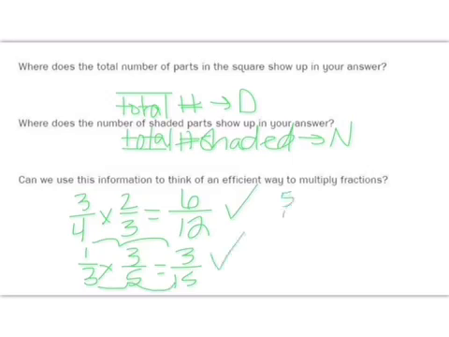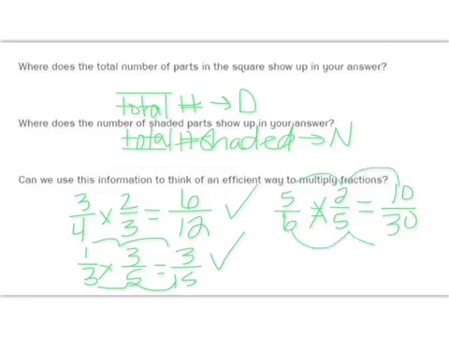We had 5/6 times 2/5 equals 10/30. Well, 5 times 2 equals 10. 6 times 5 equals 30. It works there. This is the algorithm. So to multiply fractions, you're going to multiply the numerator times the numerator to get the new numerator, and the denominator times the denominator to get the new denominator.